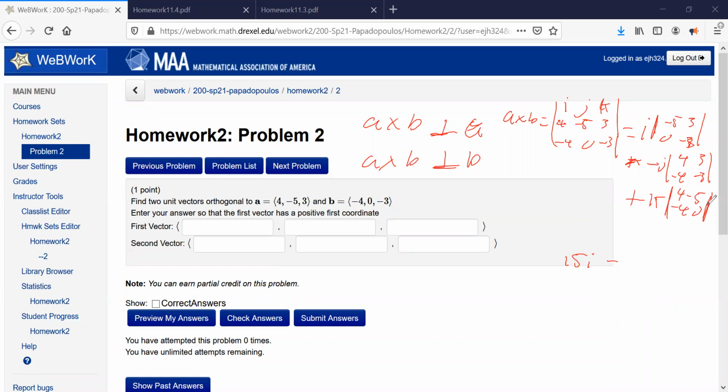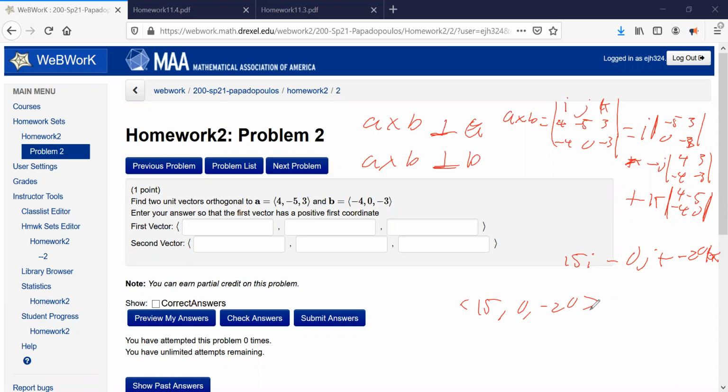get 4 times negative 3 is negative 12, minus 3 times negative 4, which gives 0, and it's only going to be 0 if these two columns are scalar multiples of each other, which they are here. So we get minus 0j plus 4 times 0 is 0, minus 5 times negative 4, triple negative, is negative 20k. So we can rewrite that as 15, 0, negative 20.